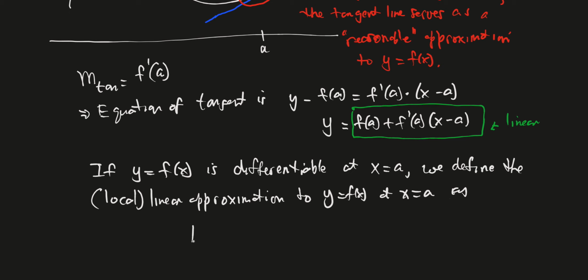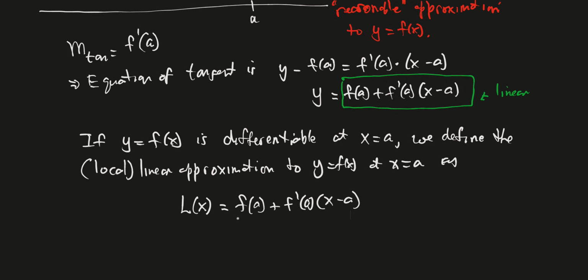So we're going to use the letter L for linear, and it's going to be a function, but we have a nice formula for it. It's the same formula that's used to find our tangent line. So it's f of a plus f prime of a times the quantity x minus a.